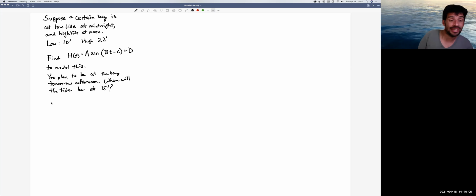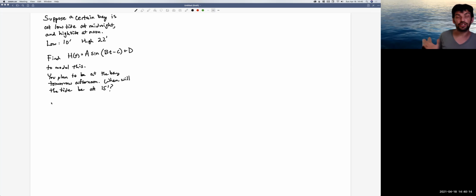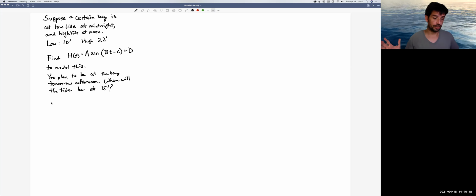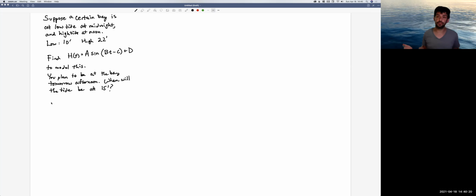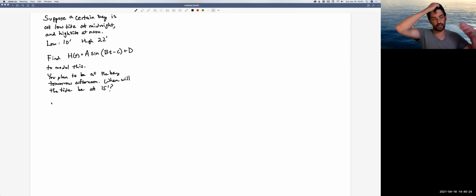Our first job is to find a function in the form given. So h of t, that would be the height of the tide. We want a sinusoidal function. We're going to use sine for it. We talked about in a previous video that you actually have choices. You can use sine or cosine. It just changes the phase shift that you'll have to do. So I've chosen to use sine.